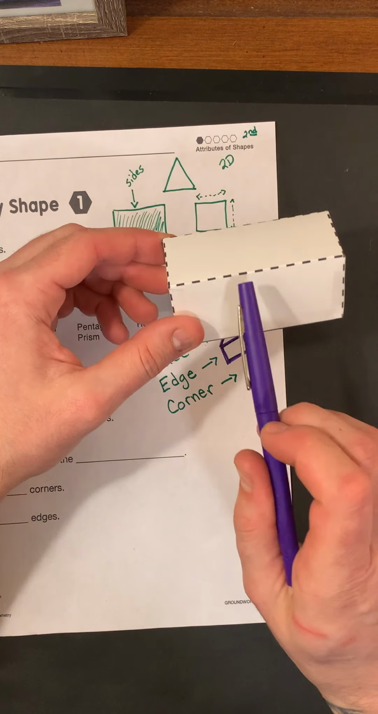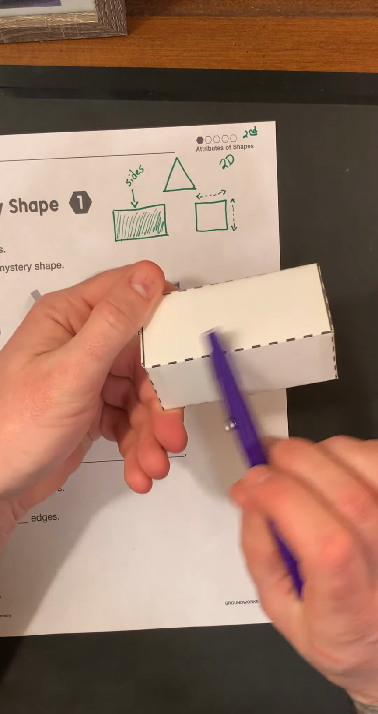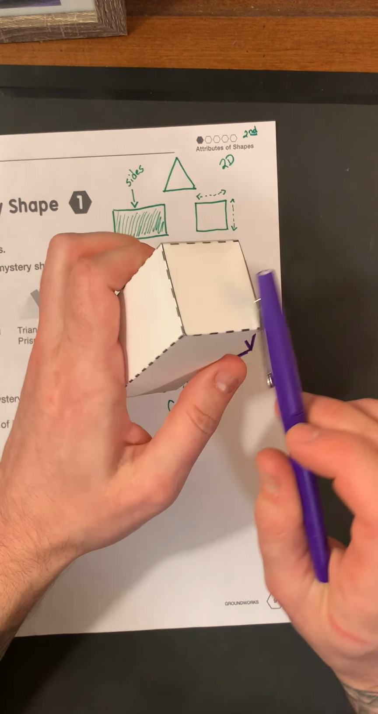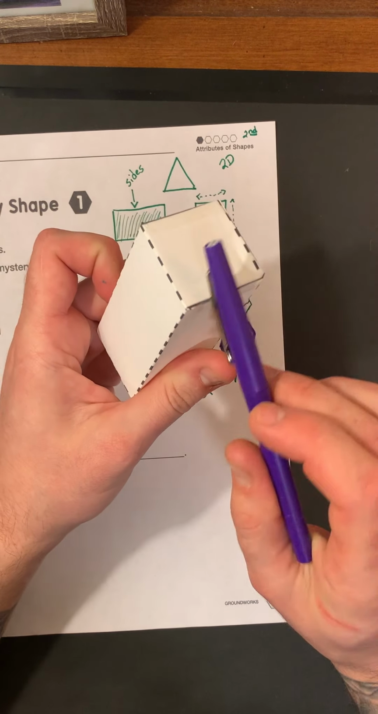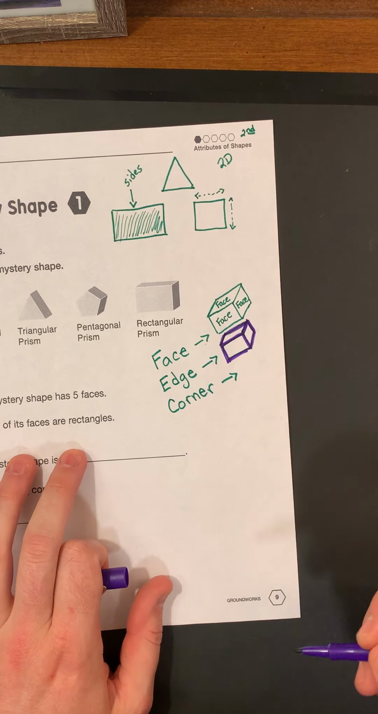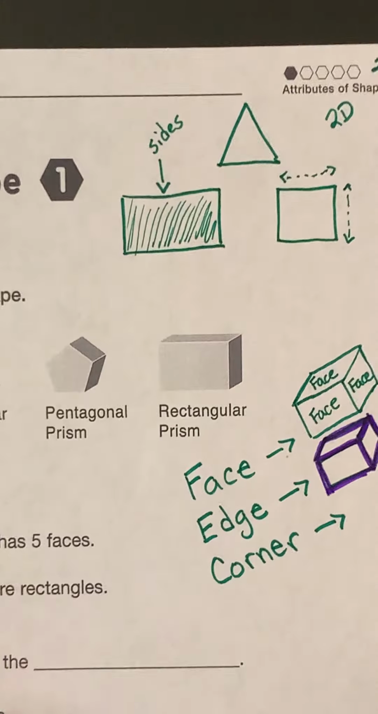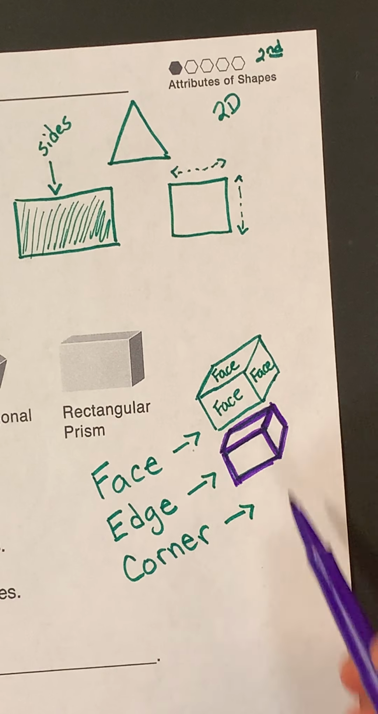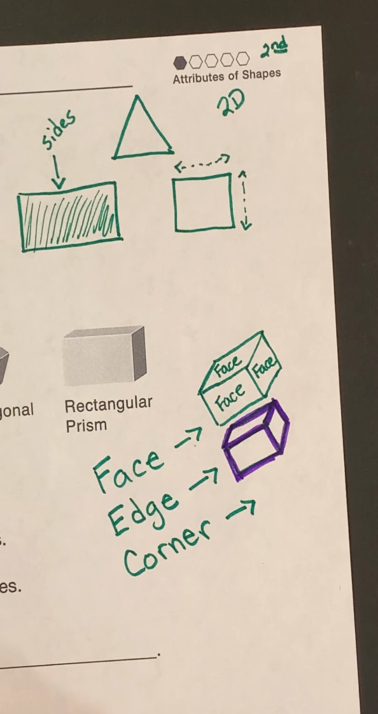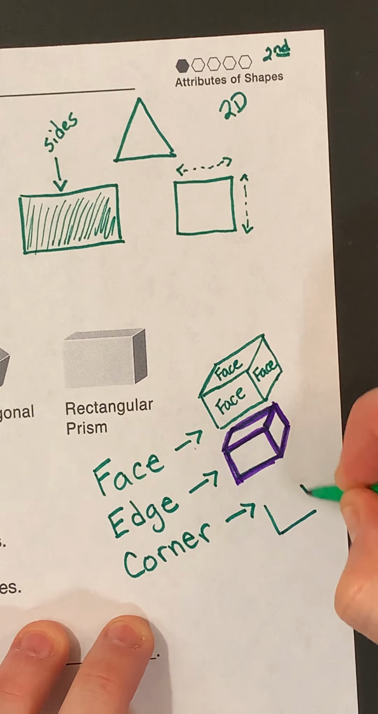Okay, so that would be 1 edge, 2, 3, 4, 5, 6, 7, 8, 9, 10, 11, 12. Because there are actually some on that back side. And of course, the faces and the edges will be different depending on the actual shape. All right, so the faces are that, the edges are that, and then the corners, I think you'll get, that's where the edges come together.